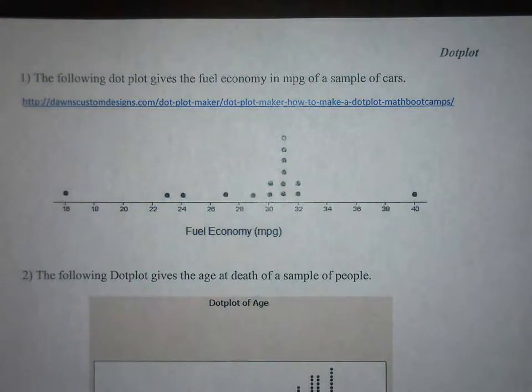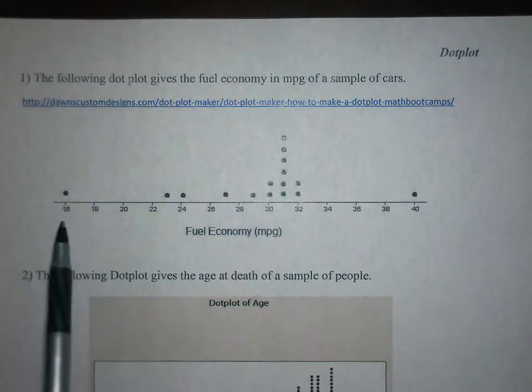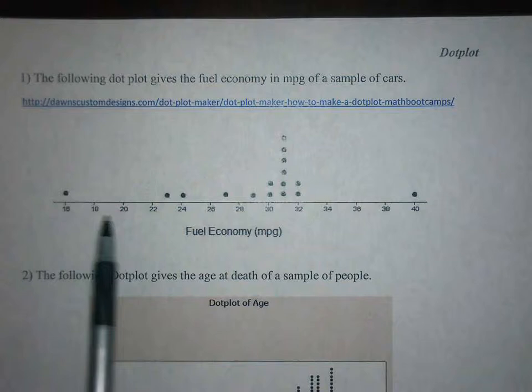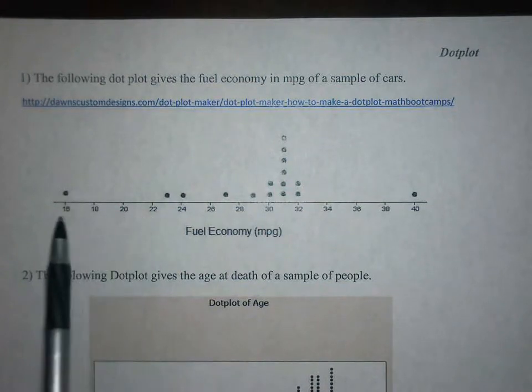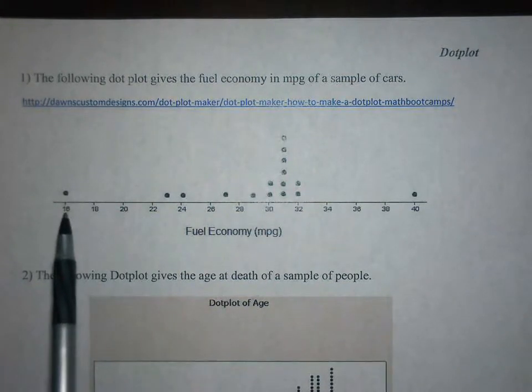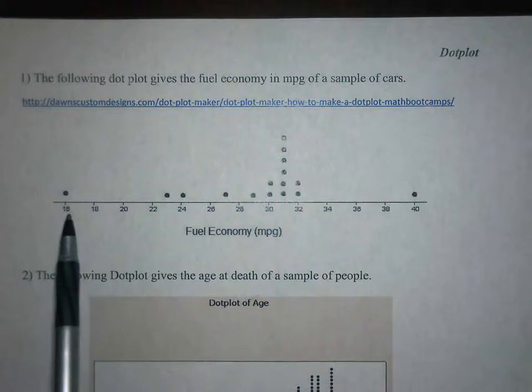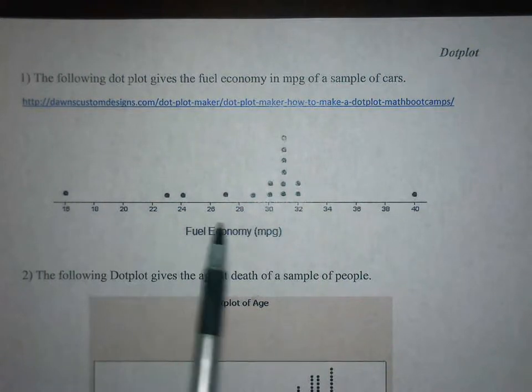A dot plot is another way to organize your data and create a visual display of your data set. The first example gives the fuel economy in miles per gallon of a sample of cars. The scale goes up by 2: 16, 18, 20, and so on. The data set ranges from 16 to 40, so the range would be 24, because 40 minus 16. That's why they use a scale of 2 here.